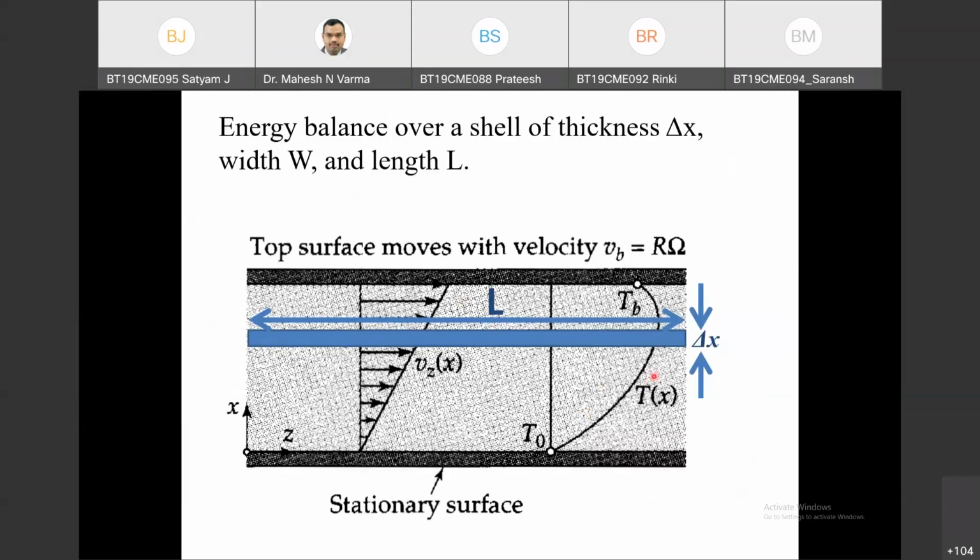Now what will be the volume of this differential shell? Say L is the length of the cylinder. So you have theta, 2 pi r equals the width W, and the thickness is b. This distance is b. So this is my system, and that will be the total volume. The volume of this differential shell will be L into W into delta x.